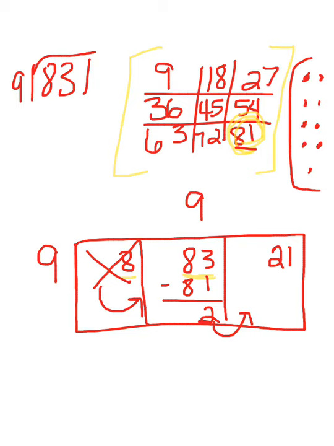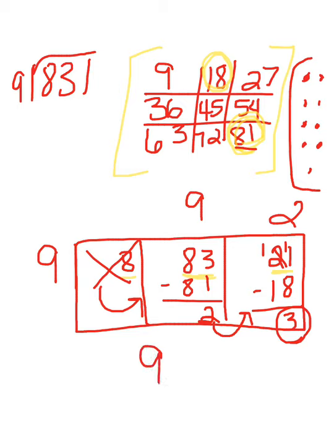We're going to go up and look into our tic-tac-toe board for a number closest to 21 without going over. In this case, it's 18 because 27 is too big. So we're going to use 18, which is 9 times 2. Subtract, you get 3. So that's 92, but then we've got 3 left over. We don't have another box to push that 3 into, so that becomes our remainder. So it would be 92 with a remainder of 3.